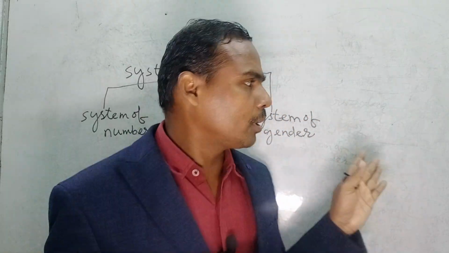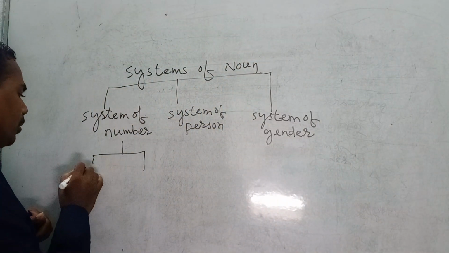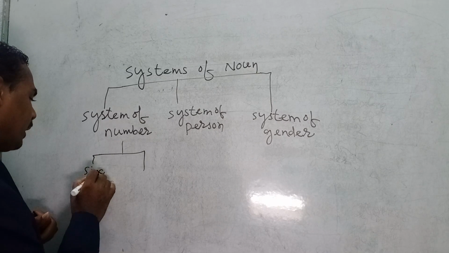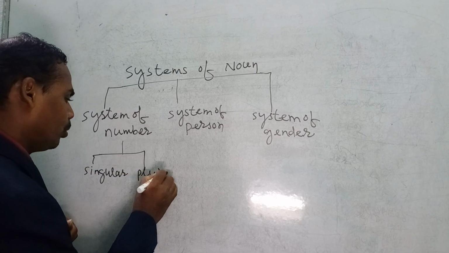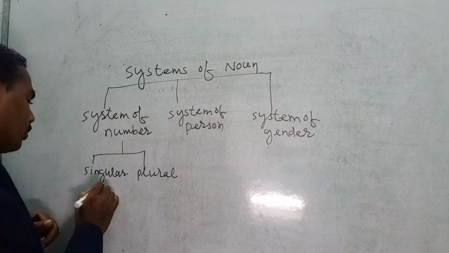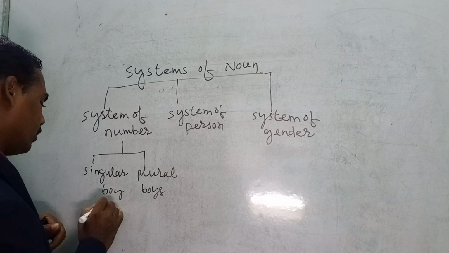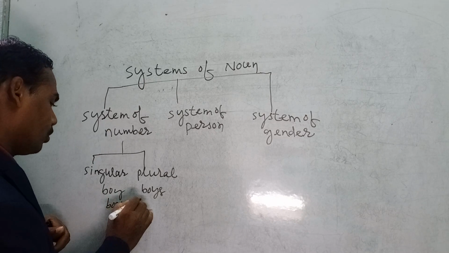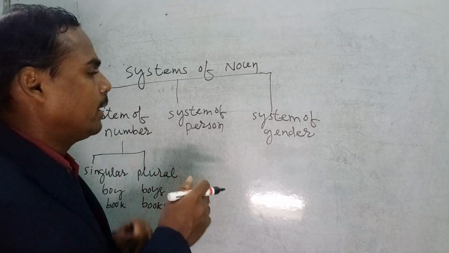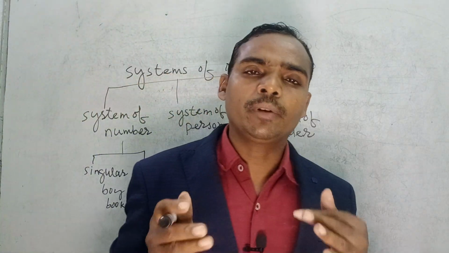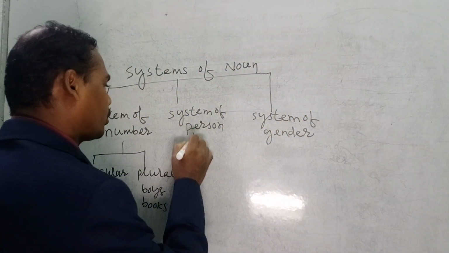In system of number, that is singular and plural. You know, boy, boys, book, books. So this is the singular and plural. And system of person, you know very well. System of person is the first person, second person, third person.